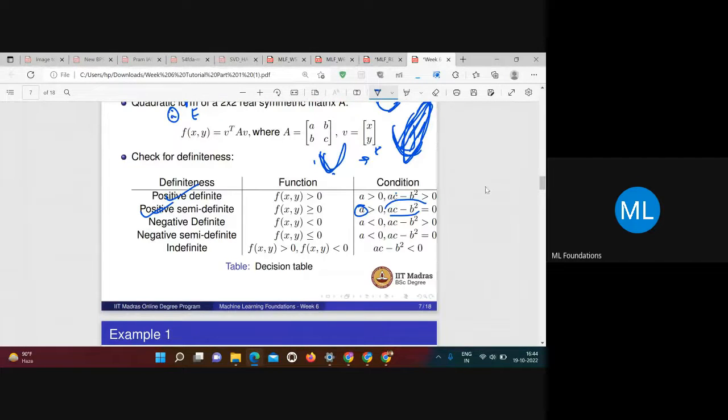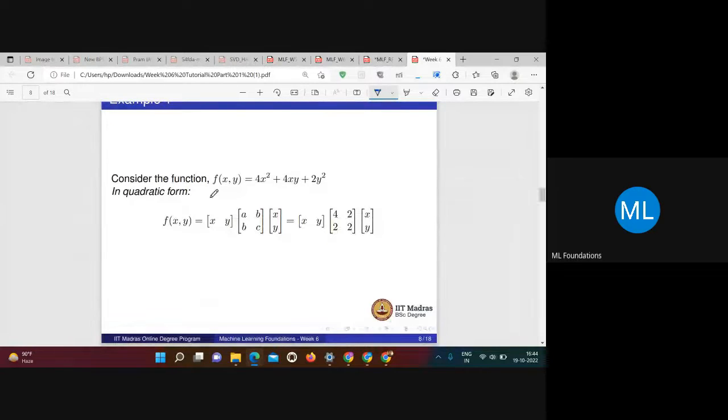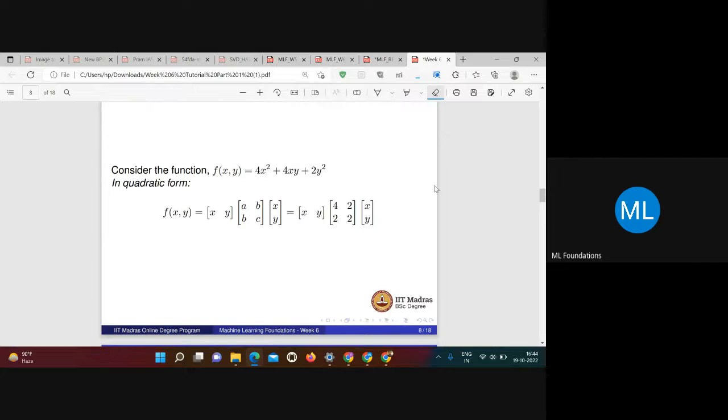So for example, there are some examples also. Like this is an example: 4x square plus 4xy plus 2y square. Can you solve this and tell me what the matrix is? This is the matrix, 4 2 2 4. Will it be positive definite, or which sort? Can you tell me the behavior of this matrix? Yes, it's positive definite. This 4 is positive and the determinant is also positive.